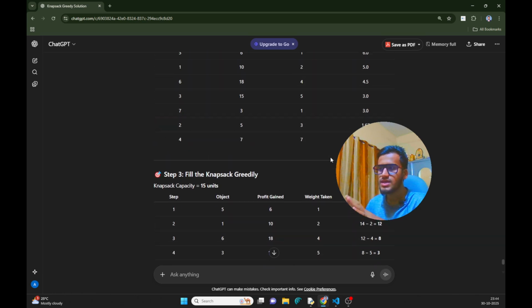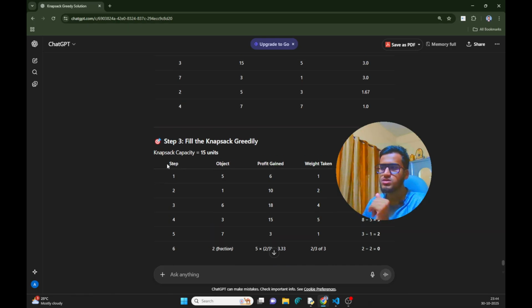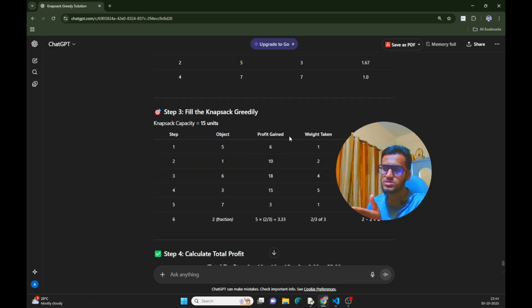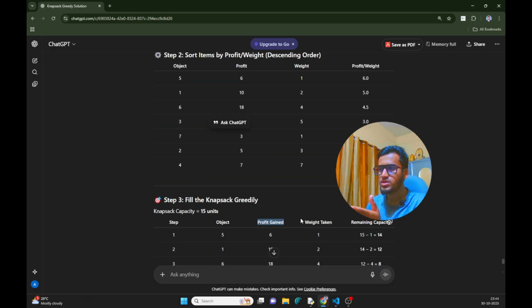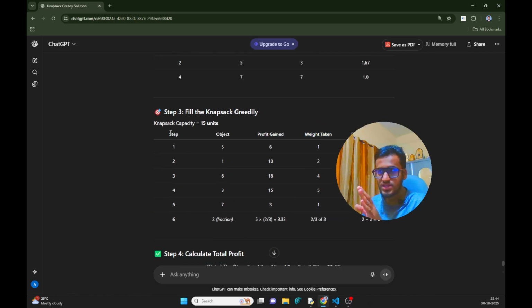You can see the table, step one: object, profit, weight. The columns are written so that the step is here, objects are here, the profit you have written is the same profit written here, and the weight taken is written here. So you just write these column names. The answers I will tell you now.